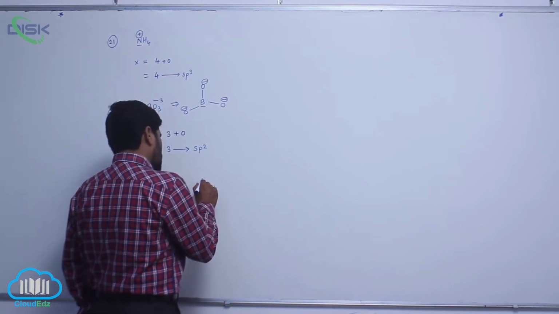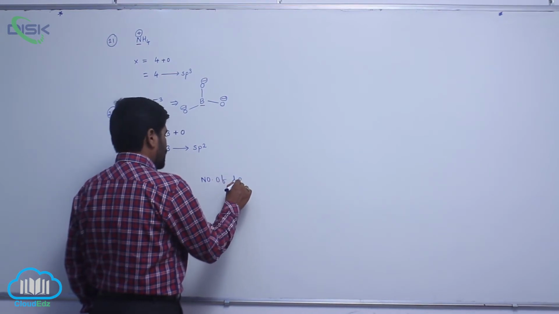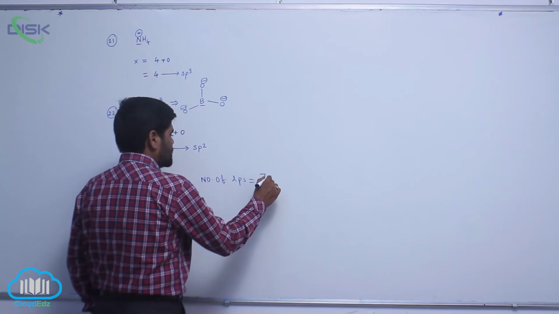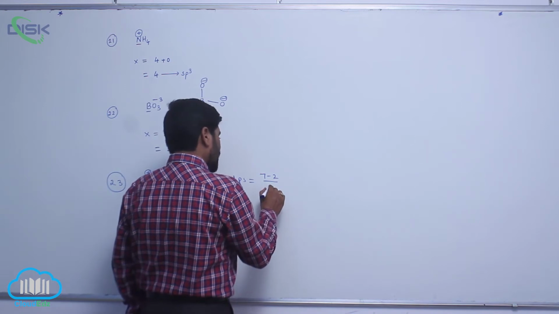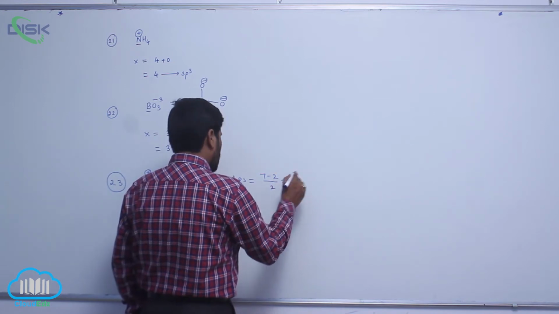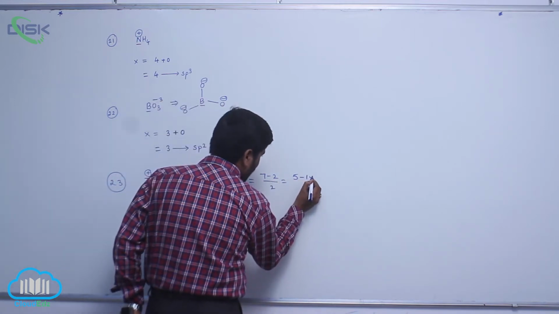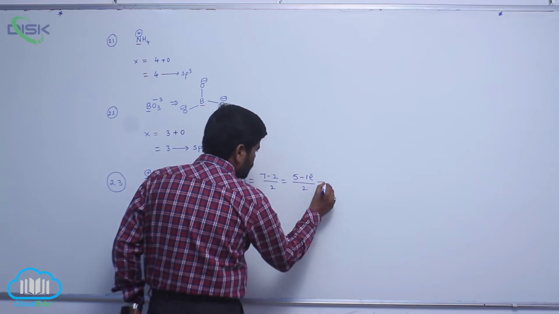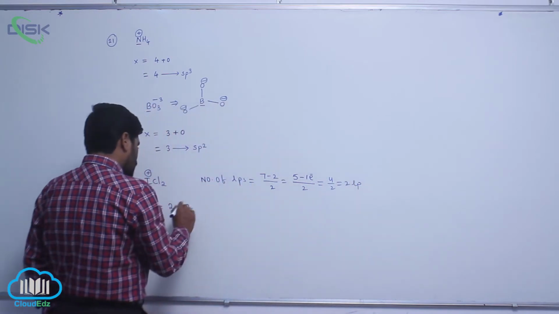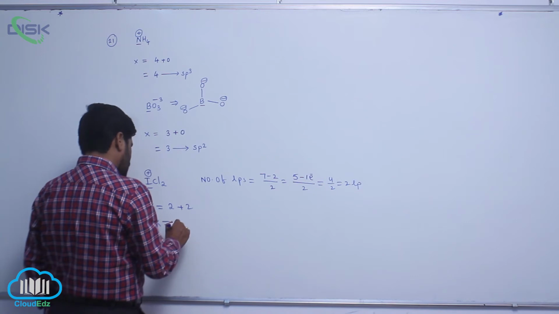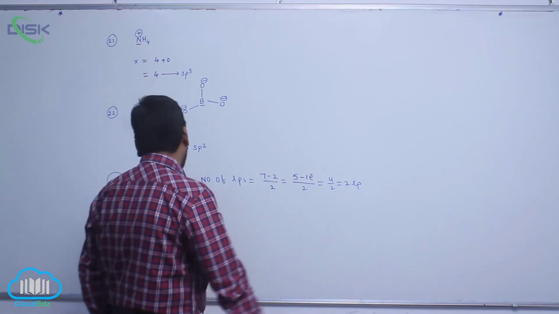Here number of lone pairs equals 7 minus 2 by 2, it equals 5, and 1 electron is lost due to this positive charge. So loss of 1 electron here, by 2. So therefore 4 by 2, 2 lone pairs. So here it is 2, that is x equals 4. So therefore which hybridization? sp3 hybridization.